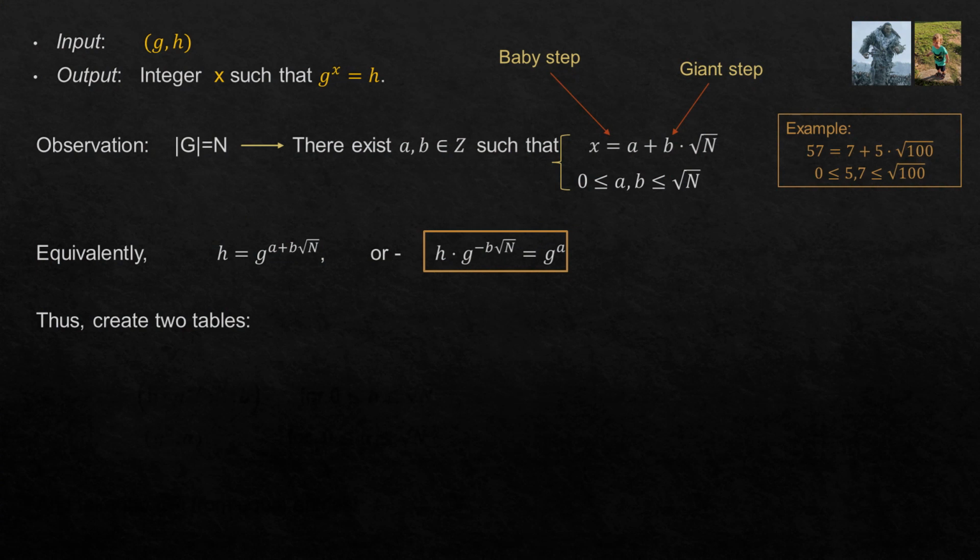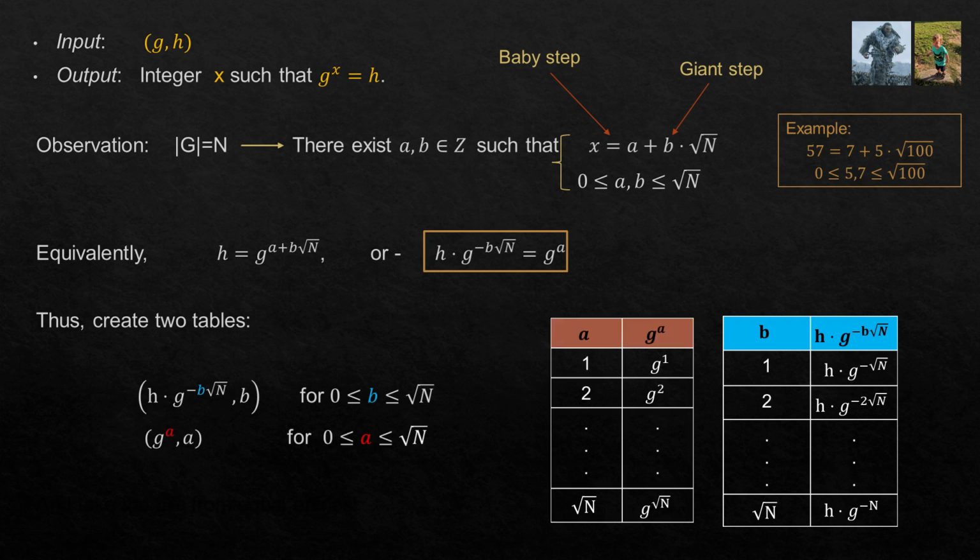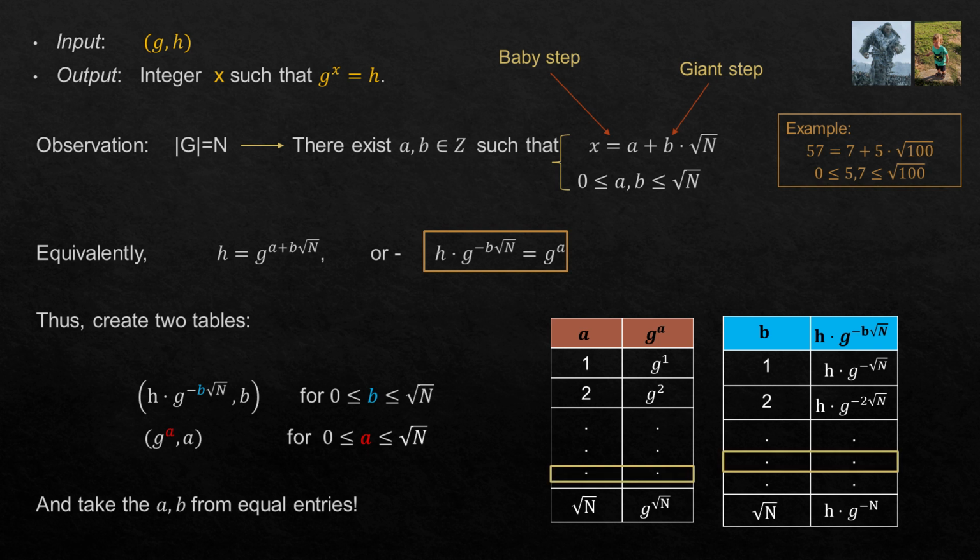And so we create 2 tables, one for the left-hand side of the equation, and another one for the right-hand side of the equation. And we take the a and b from equal entries, and those a and b will form x.